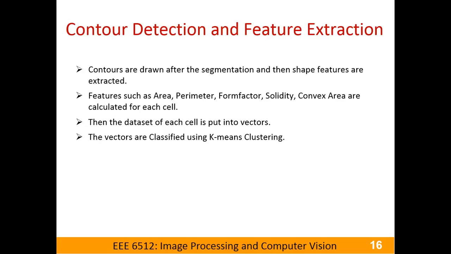After the segmentation is done, we draw contours around the cells, and then we extract the various features of the cell. The features we are extracting are the area, perimeter, form factor, solidity, and convex area. We extract these features for each and every cell in the image, and then the data of each cell is put into vectors. The vectors are then classified using k-means clustering.